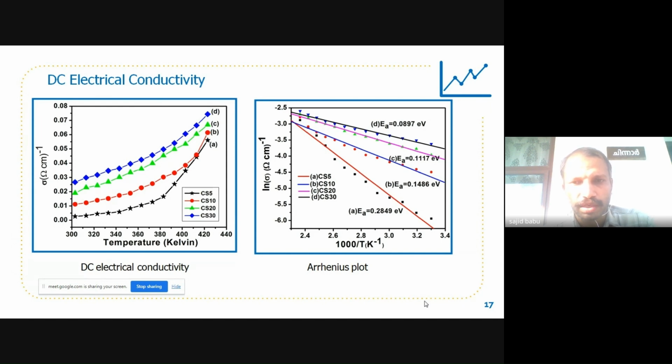And we have also determined the activation energy using the Arrhenius plot, and the activation energy decreases with the increase in the weight percentage of the C2C, which means that the conductivity increases with the increase in the C2C weight percentage.